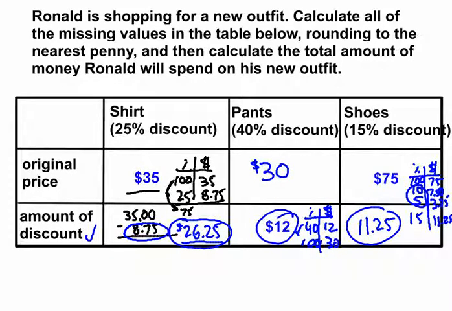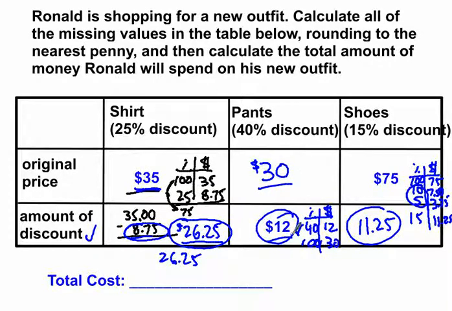So the end question was, what is the total cost? So to find the total cost, we need to find how much he's spending. Here, $35 minus $8.75 discount gave us $26.25. Here it was $30 minus a $12 discount was $18. And here was $75 minus $11.25 discount. So he was paying $63.75.